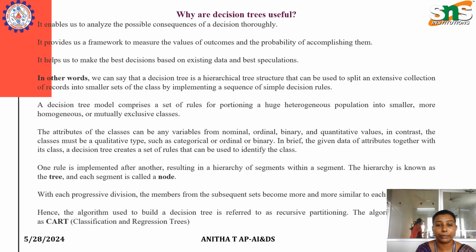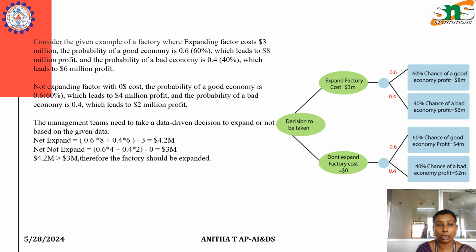One rule is implemented after another, resulting in hierarchical segments within a segment. The hierarchy is known as the tree, and each segment is called a node. With each progressive division, the measurement numbers from the subsequent sets become more and more similar to each other. Hence, the algorithm used to build a decision tree is referred to as recursive partitioning. The algorithm is known as CART.